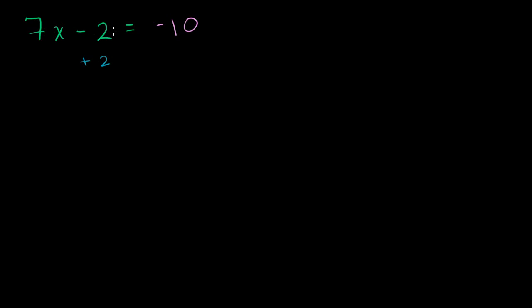But remember, this is equal to that. If we want the equality to still hold, if we add 2 to the left-hand side, we also have to do it to the right-hand side. So what is the new left-hand side going to be equal to? So we have 7x. Negative 2 plus 2 is just 0. I could write plus 0. I could just write nothing there, and I'll just write nothing. So we get 7x is equal to, now what's negative 10 plus 2?